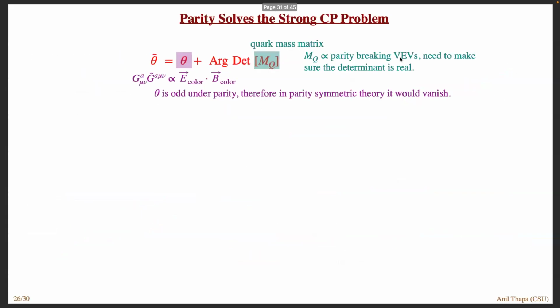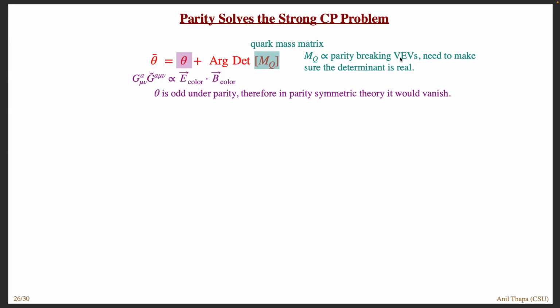Okay, how do I solve the strong CP? One of the titles of my talk. Theta bar is theta plus argument determinant of MQ. Let's start from there. Theta, of course, comes from G G-dual, which is exactly like E dot B, with the color. Theta is odd under parity symmetry. Therefore, any parity symmetric theory to begin with will have this first term go to 0, because you are starting with a parity symmetric theory.